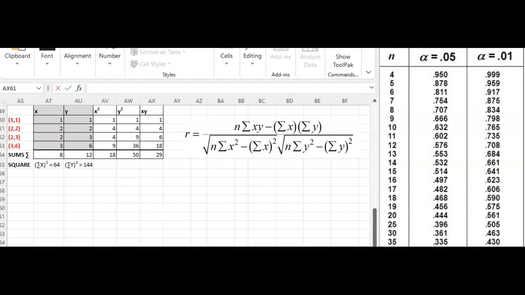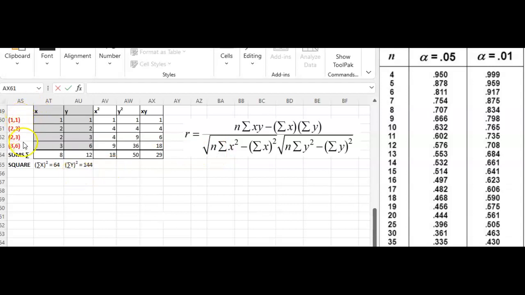Hello class, I'm going to walk through finding our correlation coefficient, which is the letter R, by hand. I highly recommend though that you try to use Excel and use the formula equals CORREL, but we will walk through this small one by hand.